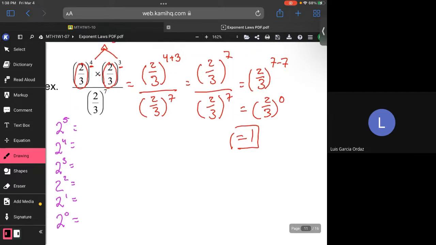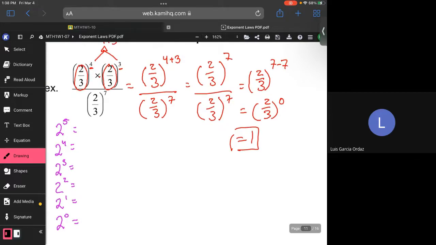Okay. What is 2 to the power of 5? Laura? You got it. 32. 2 to the power of 4? 16. 8. 4. 2 to the 1 is 2, and then ultimately we will have what is going to be 1.